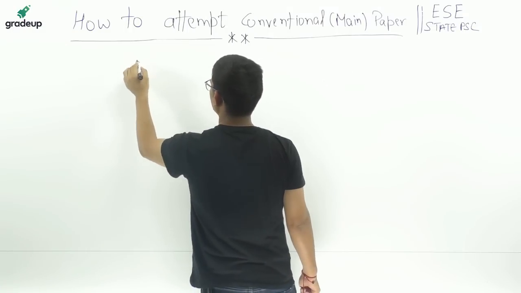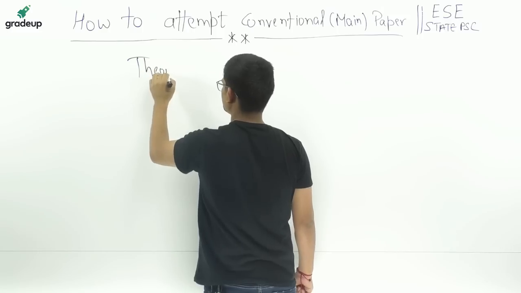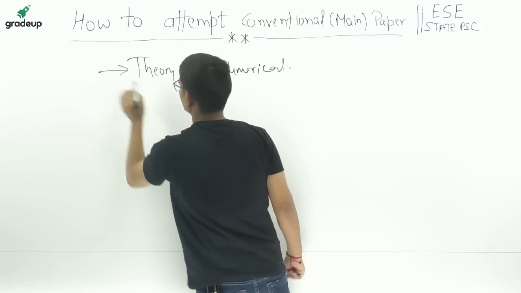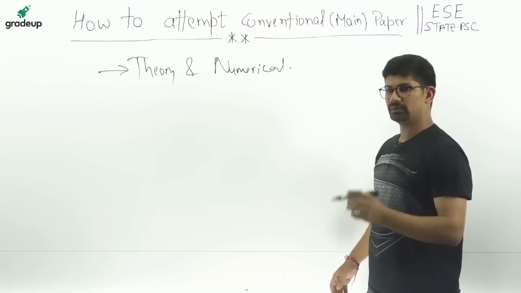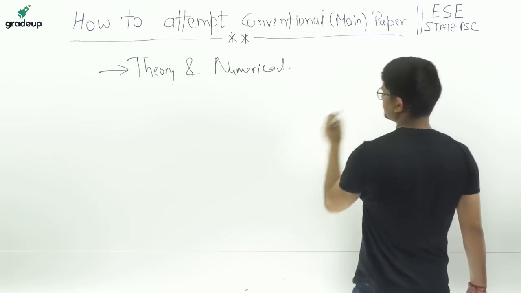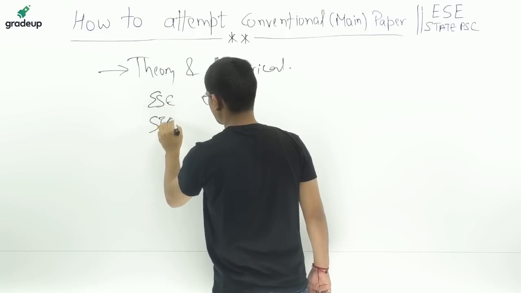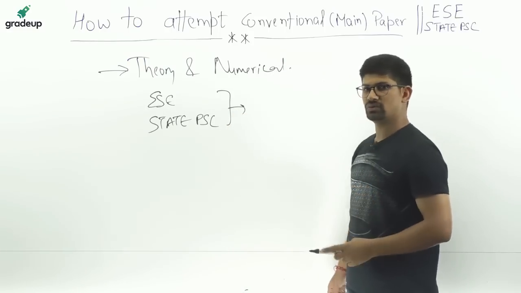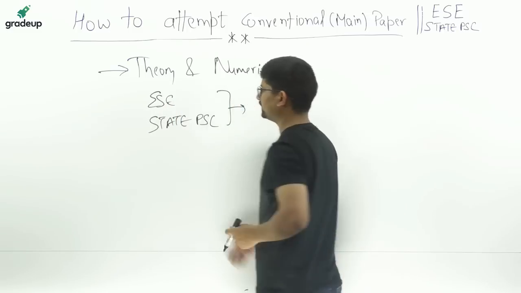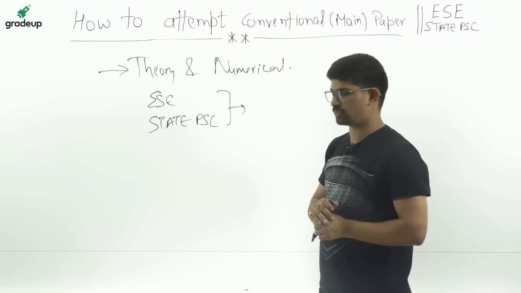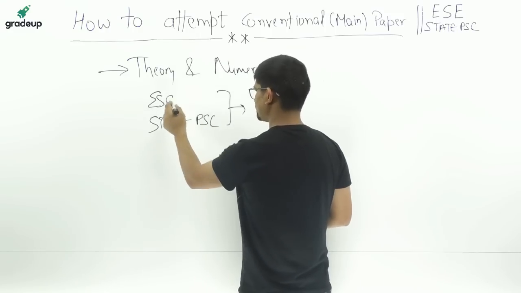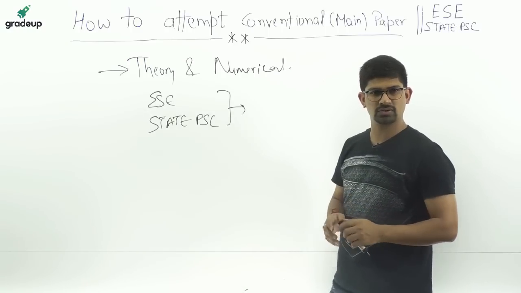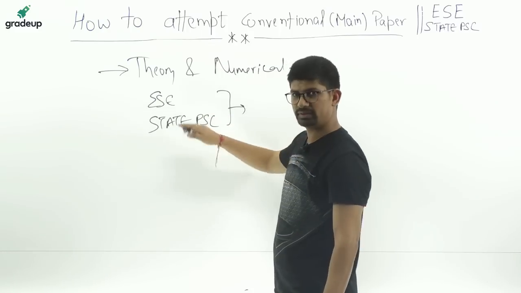So we have divided this session into theory and numerical. These are the two main portions of any conventional paper. Now the attempt at conventional papers, especially in ESC and state PSC. Since nowadays a lot of examinations are objective type, many students lack clarity in attempting conventional, subjective questions. In state PSCs and the engineering services examination, this mains portion comprises a healthy share of marks. So we will discuss these examination-wise.